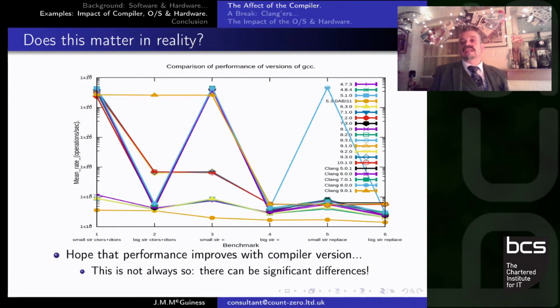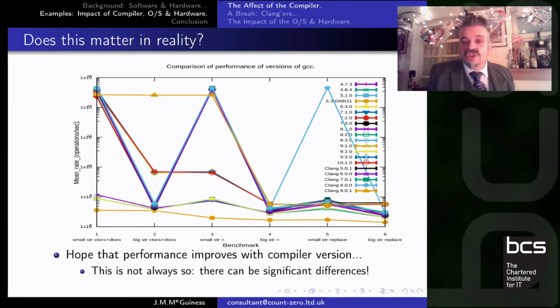Does it matter in reality? Here's my GNU plot for you. The issue here is, if we look at the various benchmarks I've got on the x-axis and performance on the y-axis, and note that's a log scale, we can see massive variation in performance here. Higher is better in terms of performance. And we can see all the various versions of compiler here. This gives us direct insight into the very issues I was talking about.